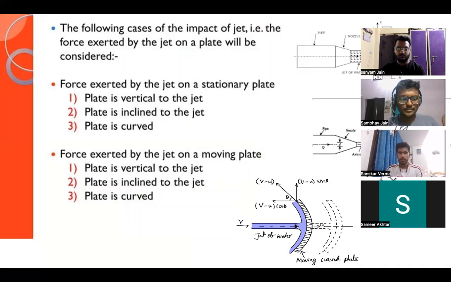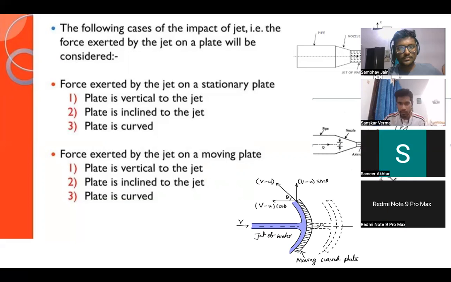There are different cases for the impact of jet. The force exerted by the jet on a plate will be considered by different methods. First, we take a stationary plate, which is vertical to the jet, flat, or inclined to the jet, or a curved plate. The same cases we can take for the moving plate: the vertical plate, the inclined plate and the curved plate, where the plate is moving when the force of a jet of water is applied to it.